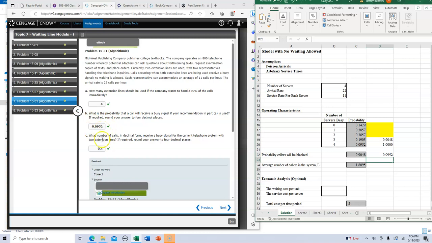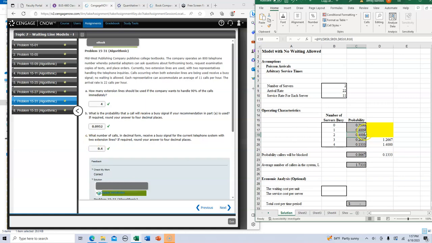And then finally, what number of calls in decimal form receive a busy signal for the current telephone system with 2 extension lines? And I think if we just go back to 2, the number of servers being busy is 2 extension lines, and that 0.4 is the 0.4 that you are looking for there. So I hope this is helpful.